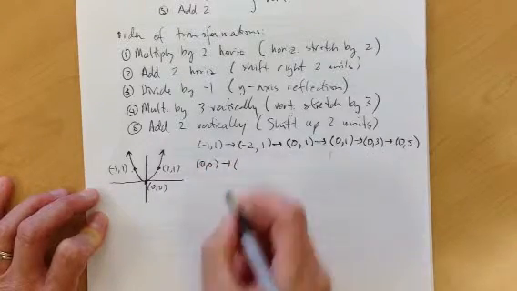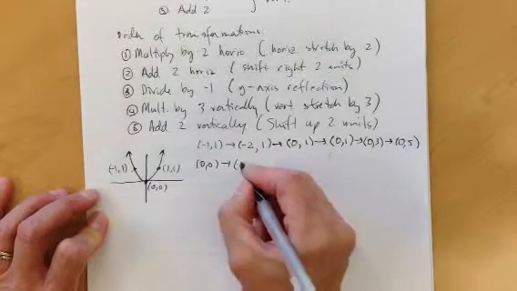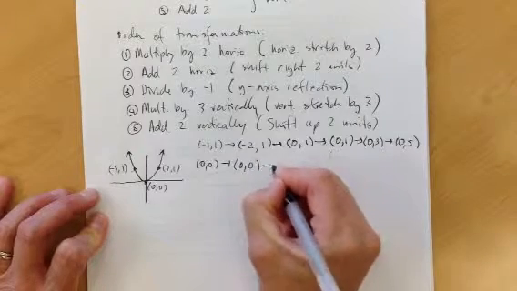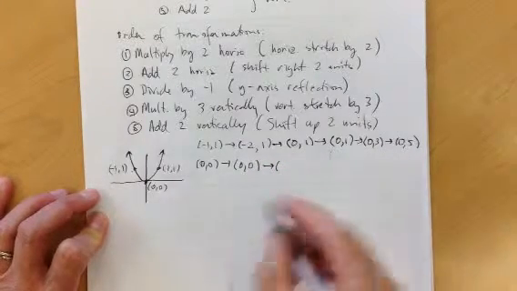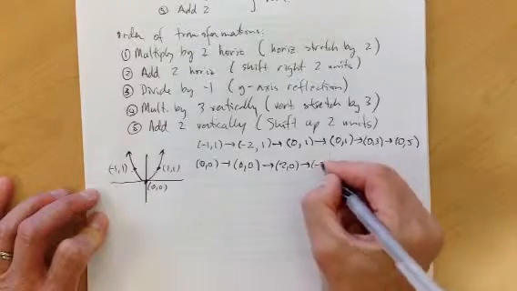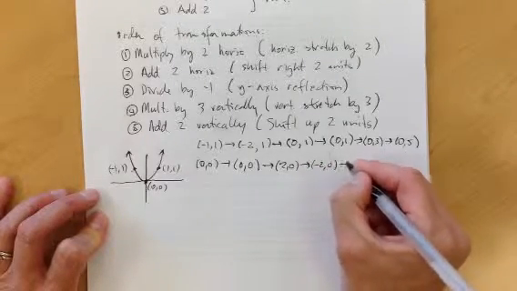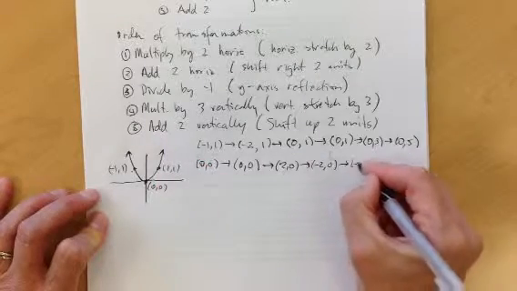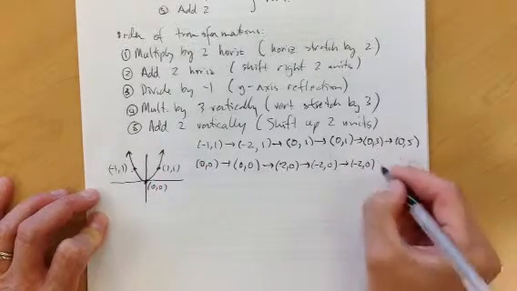So 0, 0 goes to 0, 0. Then 2, 0. Then negative 2, 0. And negative 2, 2.